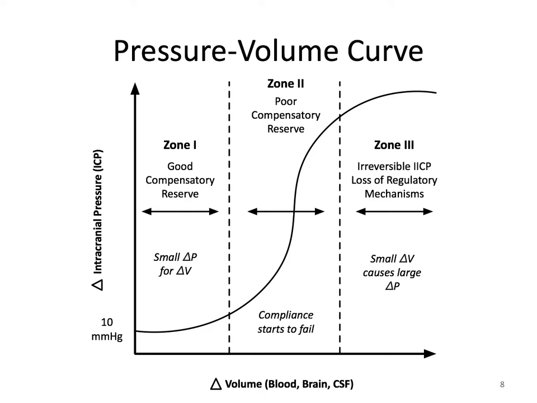On this graph, there are three zones. In zone 1, a small change in pressure results in a small change in volume, and there's good compensatory reserve. In zone 2, compliance begins to fail due to a reducing compensatory reserve. In zone 3, a small change in volume causes a large change in pressure. At this point, irreversible increased intracranial pressure can occur with loss of regulatory or compensatory mechanisms.